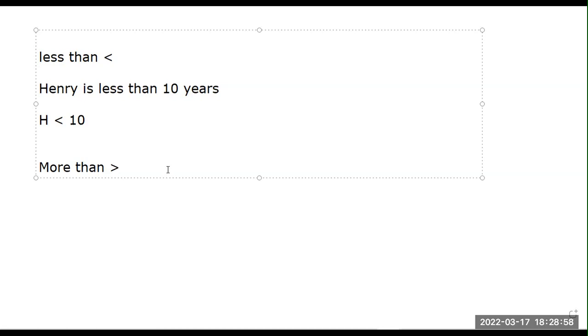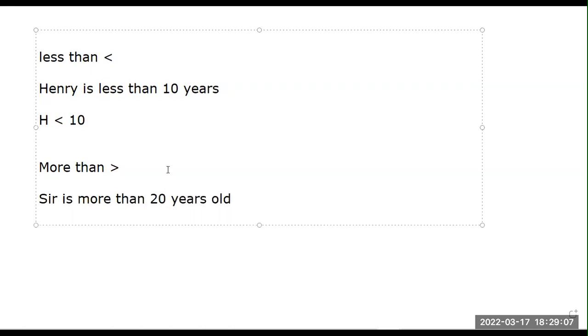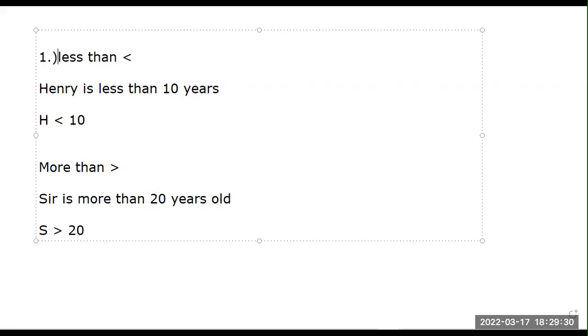So I'm doing another example. Sir is more than 20 years old. I would use S for Sir in this case, since we are not told which symbol to use, so S would be more than 20. Watch this sign, right? It did not say more than or equal to, it simply said more than. Those are the two signs we have been familiar with all along from previous knowledge in CSEC and so on. So we have more than, we have less than.